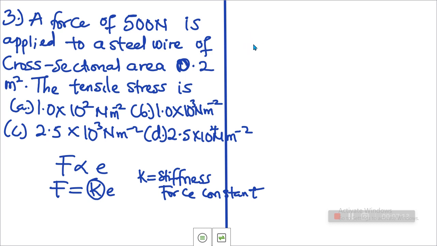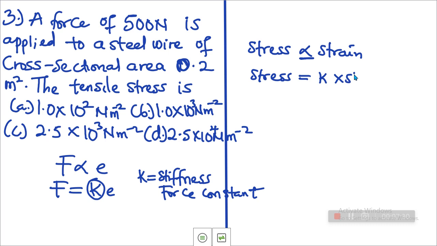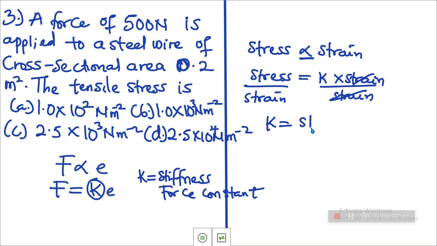This Hooke's law also states that stress is directly proportional to the strain. Now in mathematics, when we want to remove the sign of proportionality, we put a constant beside it. So the constant is K times strain. Now let's divide both sides by strain. So our K now will be stress over strain. Now this K, we represent it with the Young modulus.